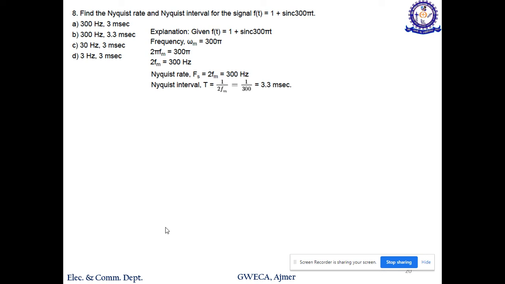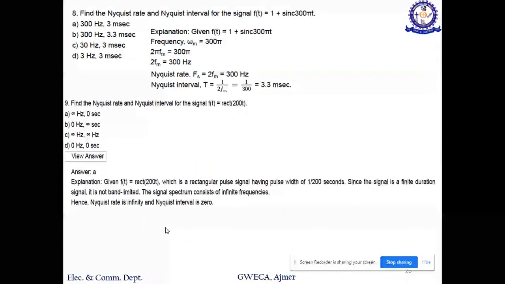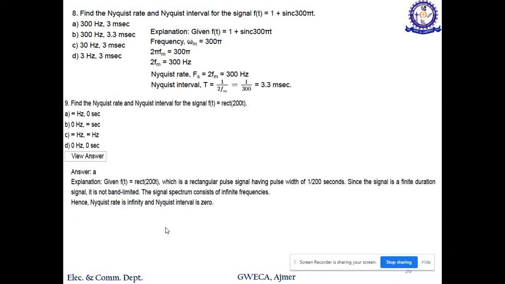M is equal to 300 pi. Twice of m is equal to 300 hertz. Same procedure. We have to do the same thing in all the samples.